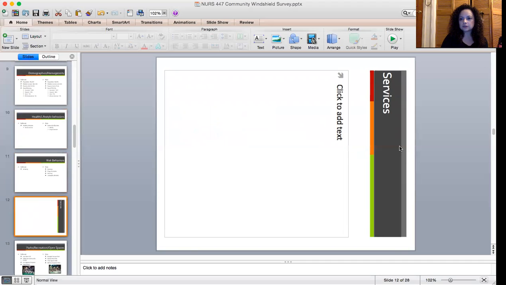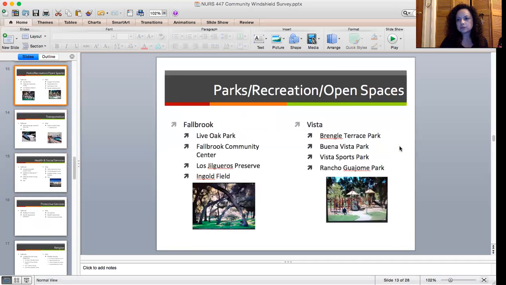Next section will focus on services, parks, recreation, and open spaces. So in Fallbrook, Fallbrook has Live Oak Park, Fallbrook Community Center, Lucy Garros Preserve, and Ingold Field, which is a sports park for youth baseball. In Vista, there's Sprinkle Terrace Park, Buena Vista Park, Vista Sports Park, and Rancho Guajome Park. So pictures below for Fallbrook, that is a picture of Live Oak Park. And on the right, under the Vista section, that is a picture of Sprinkle Terrace Park.